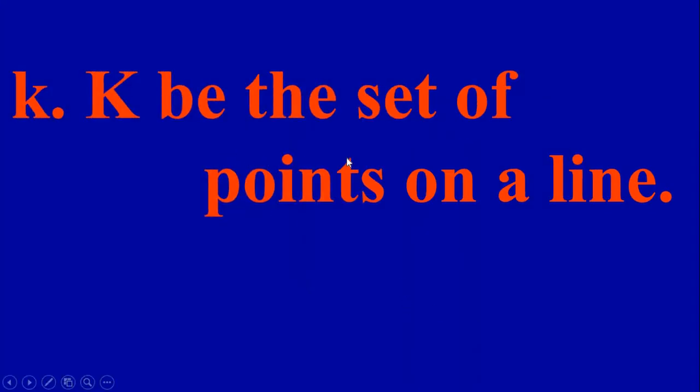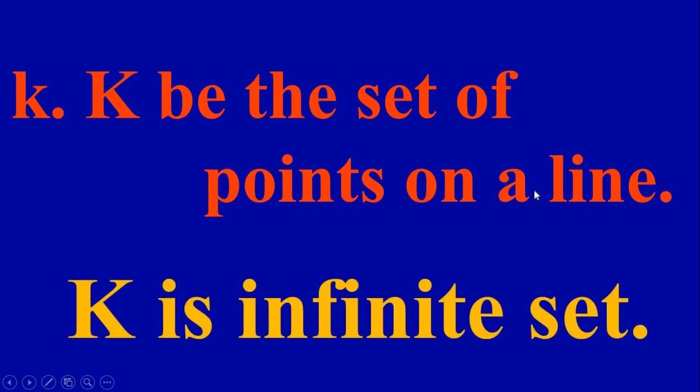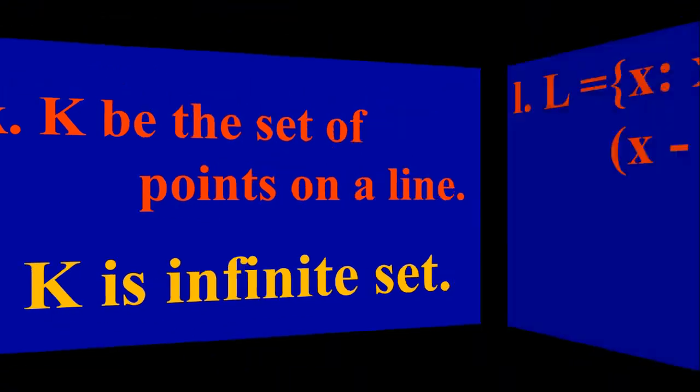So next one, K be the set of points on a line. Now you have to count all the points on a line. You have to count all the points on a given line. So whether it is finite or infinite. So there are infinite points on a given line. So therefore this is also an infinite set. That is the points on a given line. It is infinite. So K is an infinite set.